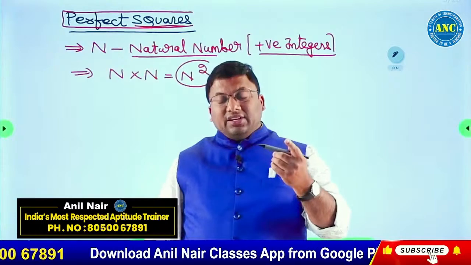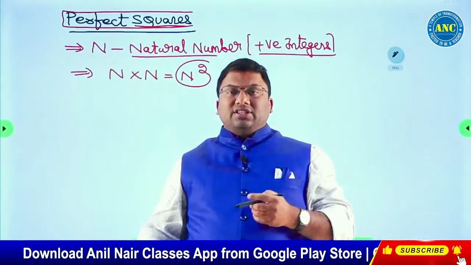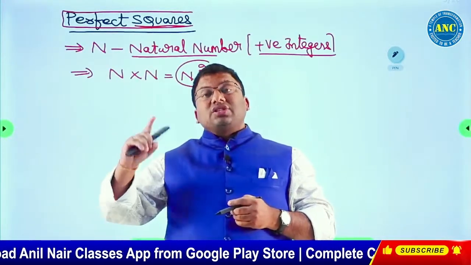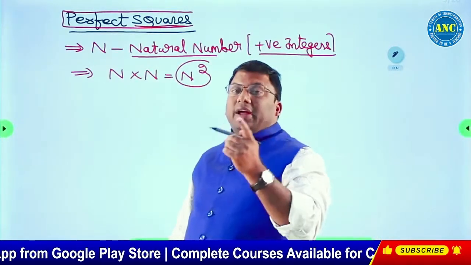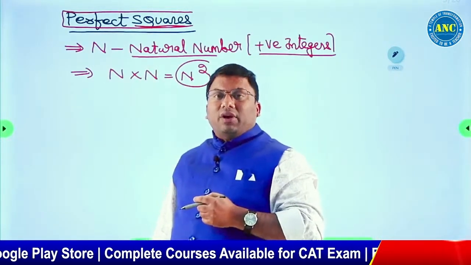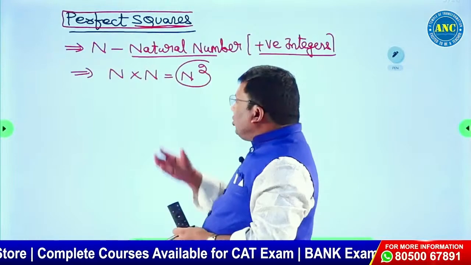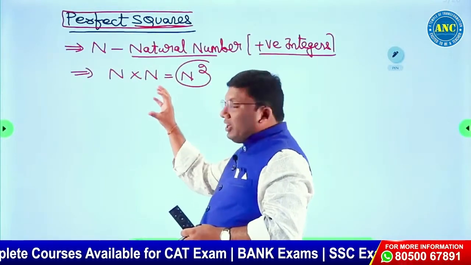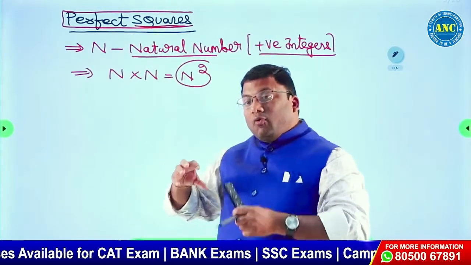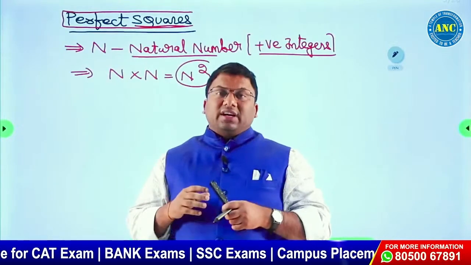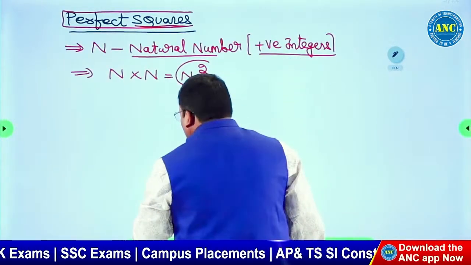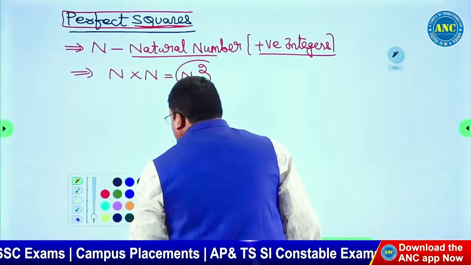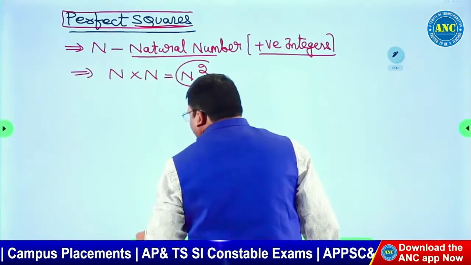You take 8. 8 multiplied by 8 is 64. 64 is said to be a perfect square. You take 12 and multiply it by 12. 12 12s are 144. You take any natural number, multiply the natural number with itself. Whatever output I get, that output is called a perfect square. That is the definition of a perfect square.